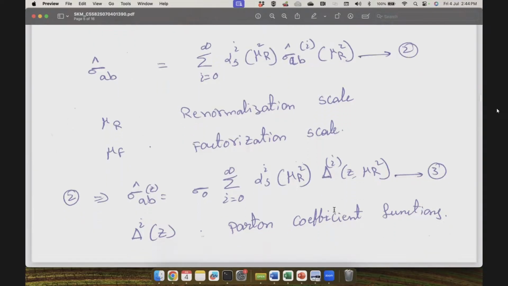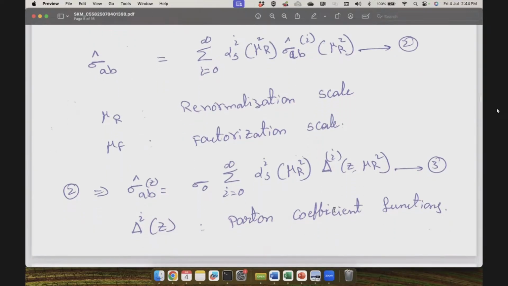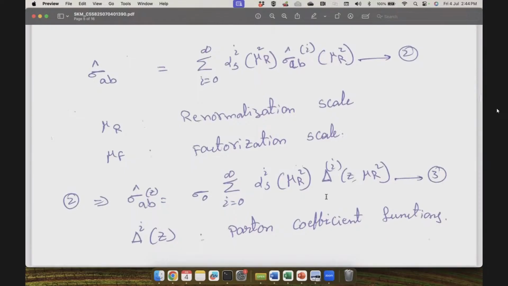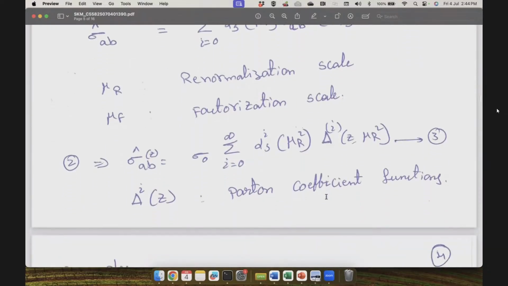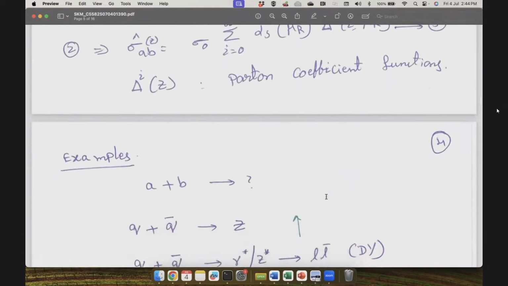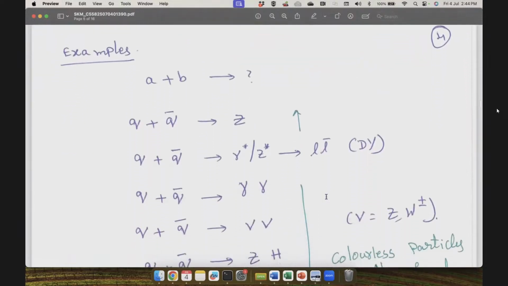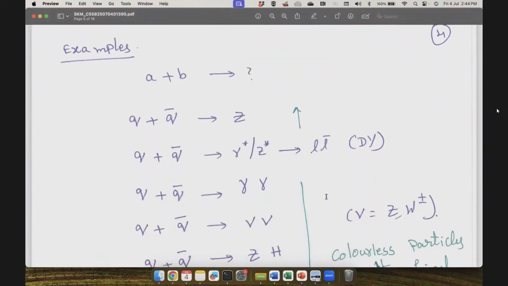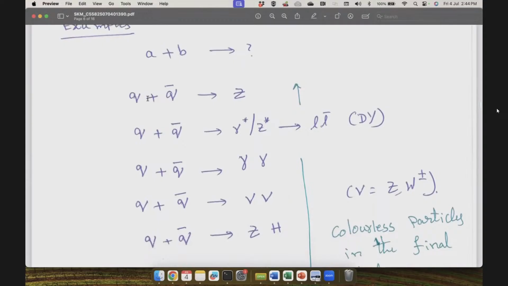So this is something all of you are familiar with, but the entire idea is: how does this delta I look like? Before that, we can see some examples of the underlying hard interactions. For example, if there are two partons A and B, what will be the final state? I can take one example.